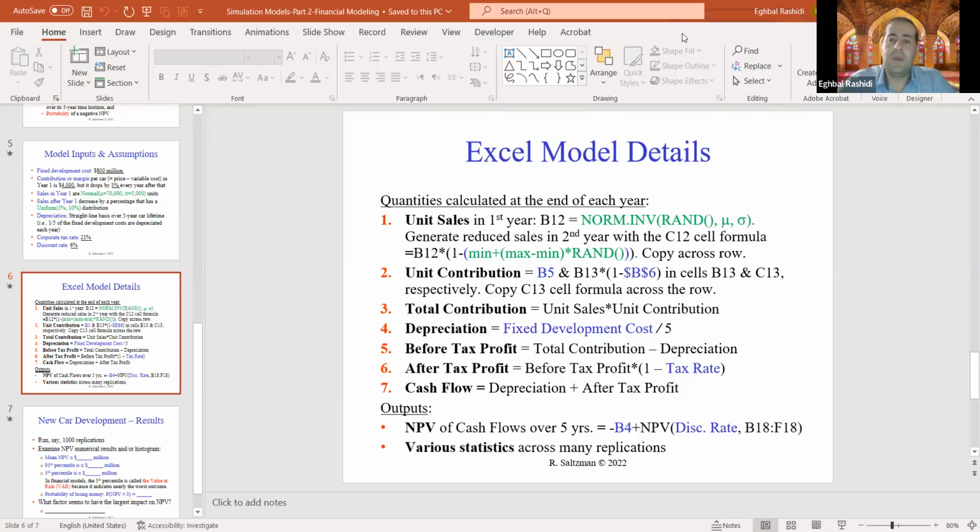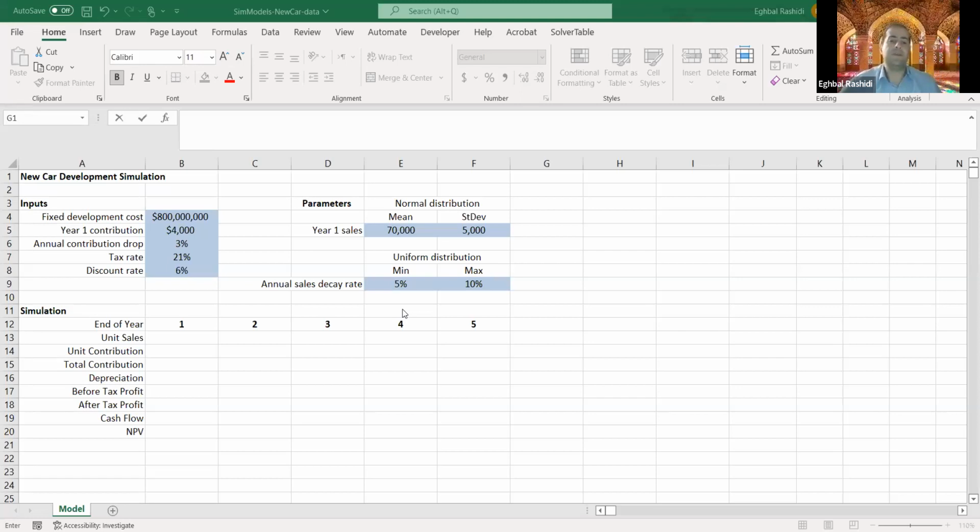All right, so let me open up the Excel file. You can also open up the sim models new car data and follow along as I do here. So this is the data file. We have all the data here. Certain steps have been done to make the model run faster.